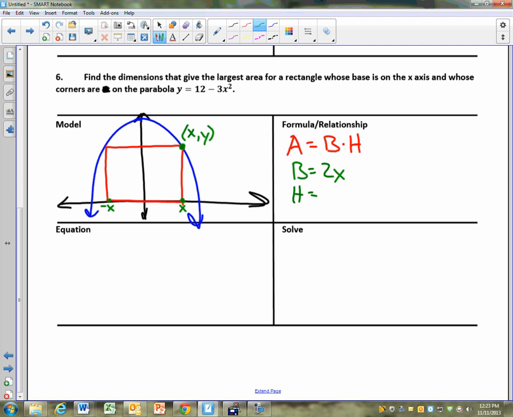What's the height? Y. Very good. Now, I don't want to express it as y because if you were to take the base times the height, you get 2xy. And that's two variables. I want one variable. So instead of writing y, what could I write? Y is the same as 12 minus 3x squared. Yep, y is the height, which can also be written as 12 minus 3x squared.